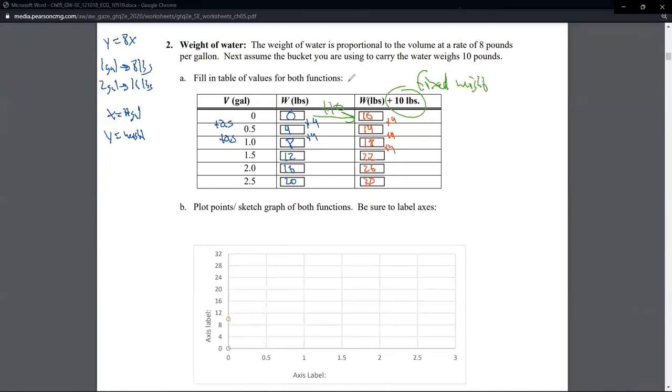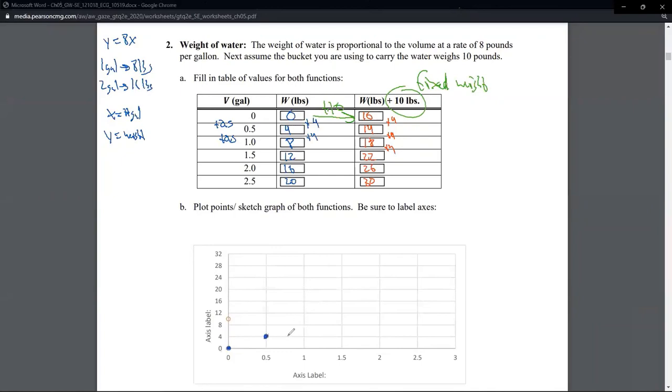So let's go and graph these with appropriate colors. So we'll do blue for the no bucket. We're just weighing out the water. So this is what we might see on the scale if we were to hit tare. And they even plot the first ones for you kind of nicely, but that's all right. We don't have to do it. We still do 0, 0, that's the origin. Now 0.5 gallons is 4 pounds, so we go right a half and we go up 4.